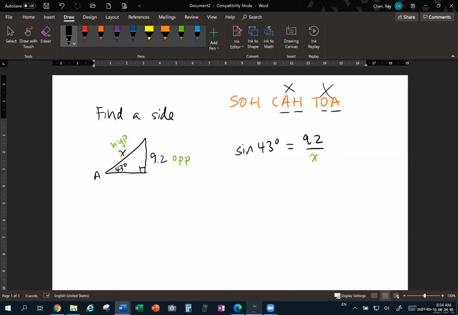One more time, some students find this difficult. Sine of 43 degrees is a ratio, and I don't really care what that is. But it's basically manipulating fractions. So we're going to multiply both sides by x and divide both sides by sine of 43 degrees. And what we're going to get is x is equal to 9.2 divided by the sine of 43 degrees. And again, if you need me to show the work, I will do that in blue. What we did is we multiplied both sides by x, and we divided both sides by sine of 43.